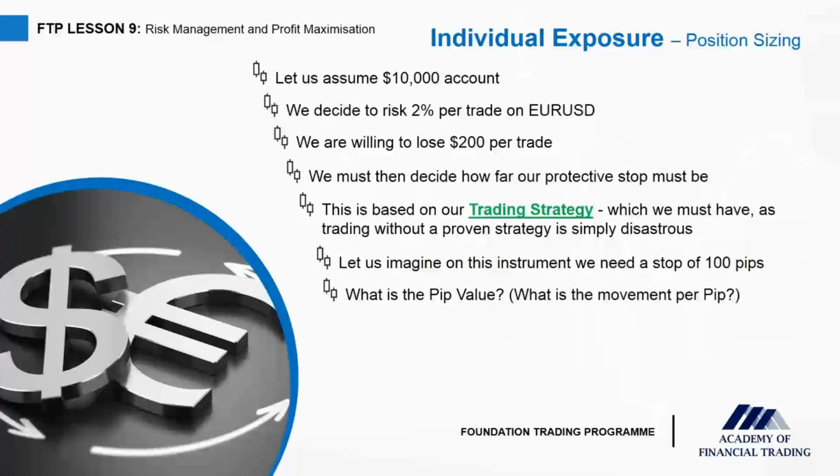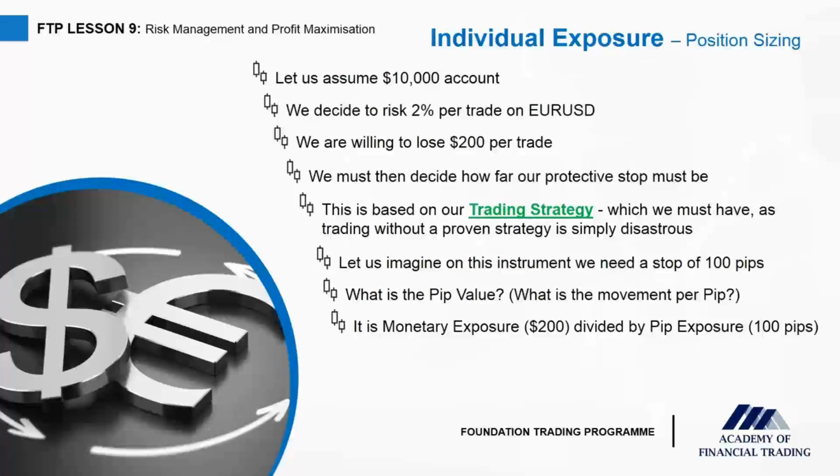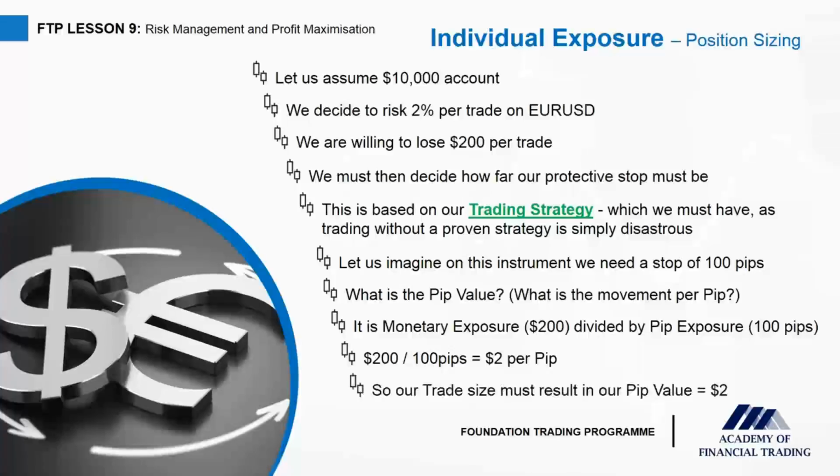So we must say to ourselves that we're willing to risk $200. That's the monetary exposure. And we want to divide that by our pip exposure, our 100 pips. So for each time the market moves by 1 pip, we would be willing to risk $2. You divide the monetary exposure by the pip exposure. ME over PE. Monetary exposure over pip exposure. Are we all okay with that? Reasonably straightforward. Monetary exposure divided by pip exposure tells us how much we are willing to risk on each increment of change.